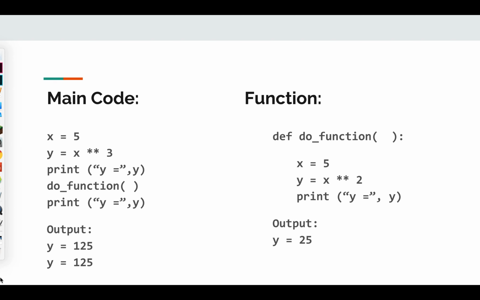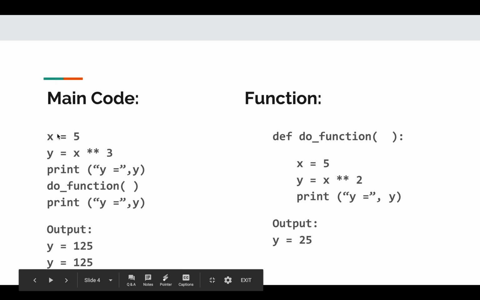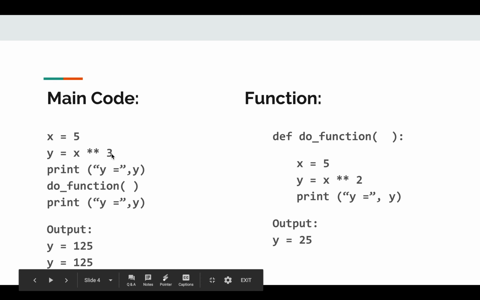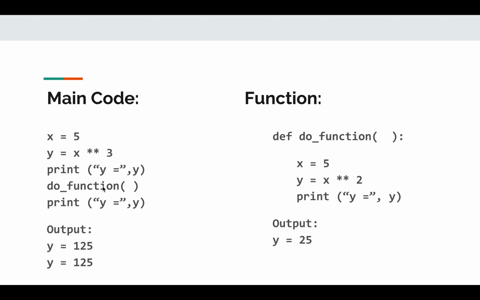If our main code is over here, and let's just say we set 5 into x, and then we make y equal x to the third power, and then we want to print it. So x is 5, to the third power, that's 5 times 5 is 25, times 5 more is 125, right? So it's 125. So that's going to print out when we hit this print statement. Then we're going to call a function. We're going to say, hey, go do this do function. And then when you get back, we're going to print out y again and see if it's changed.